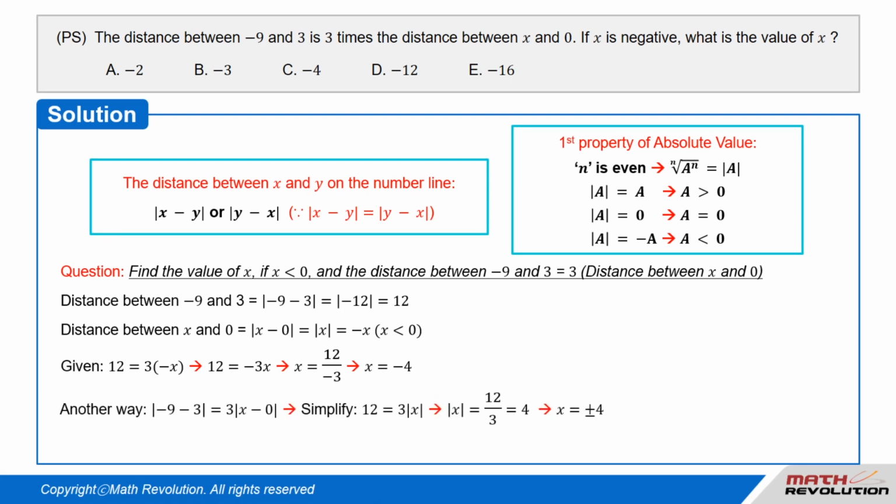The other way to solve this question could be: the absolute value of -9 minus 3 equals 3 times the absolute value of x minus 0, which simplifies to 12 equals 3 times the absolute value of x. And we get the absolute value of x equals 12 over 3, which equals 4, or x equals plus or minus 4. Since x is negative, x equals -4. C is the correct answer. Answer C.